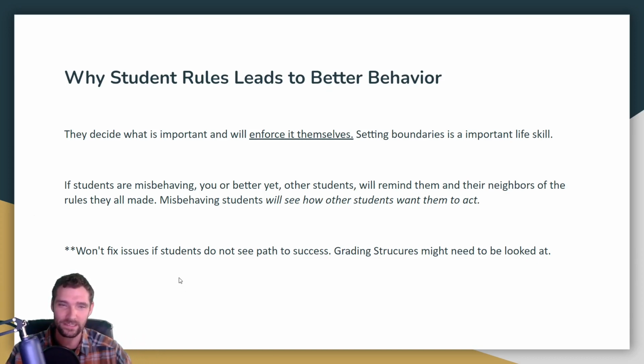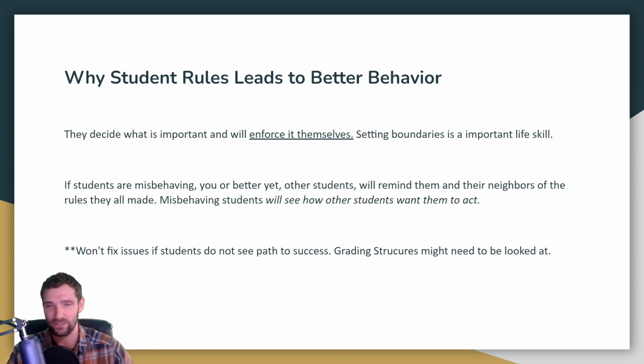The core though, this isn't going to fix students that are just failing and they're seeing no path to success, because for those students, peer pressure isn't going to really have much of an effect on them if they don't feel like they can be successful in class, right?